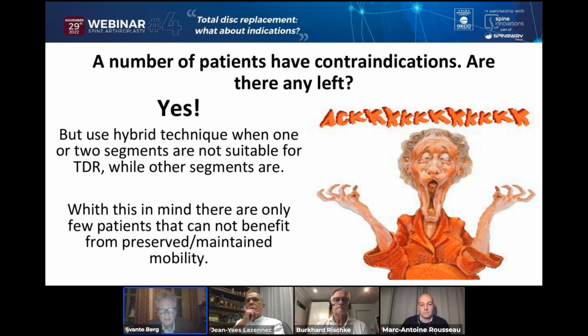Are there any left? Yes, a lot of patients are left. But we must remember, as we were told from the cervical, to use a hybrid technique when one or two segments are not suitable for TDR while other segments are. With this thinking in mind, there are only a few patients that cannot benefit from preserved mobility at some segments. And the more mobility we can preserve and restore, the better for the long-term results for the patient. So we're really going to try to have as many segments as possible staying mobile. And that's why I do a lot of hybrids too.